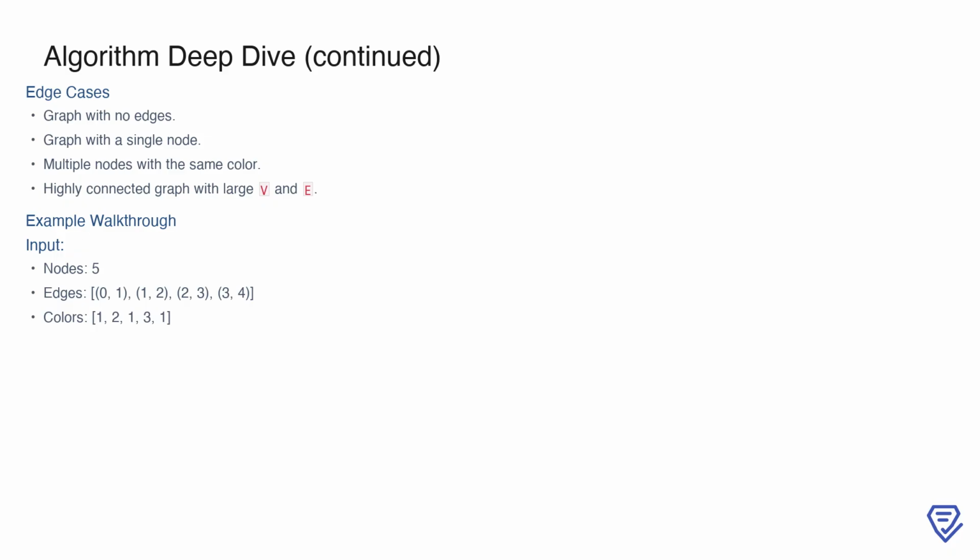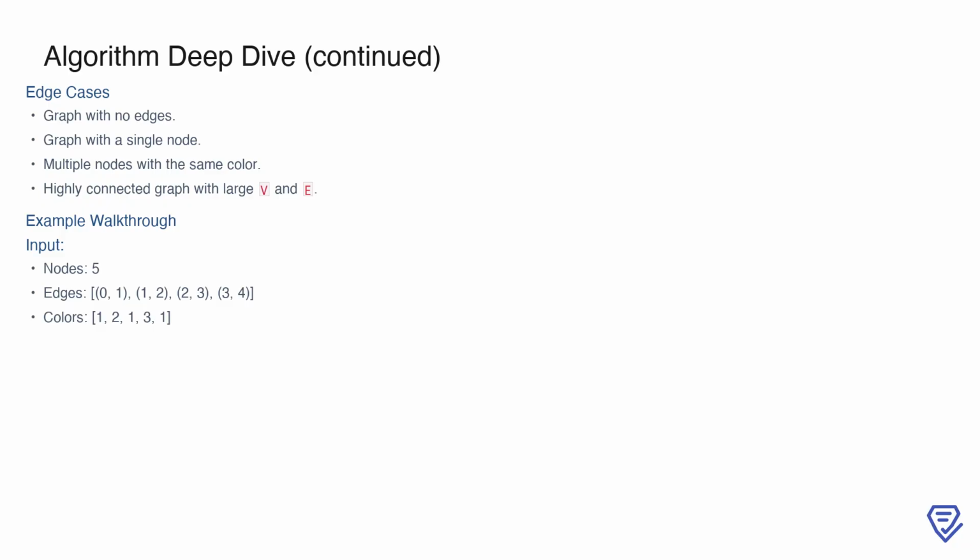First, a graph with no edges is straightforward since each node stands alone, and the result is simply the frequency of its own color. For a graph with a single node, the answer is again the frequency of that node's color. Another scenario involves multiple nodes sharing the same color, which is common and requires the algorithm to correctly propagate and track these frequencies. Finally, in highly connected graphs with large numbers of nodes and edges, the algorithm's efficiency becomes critical to handle the scale.